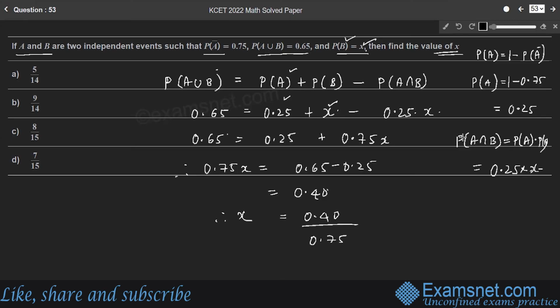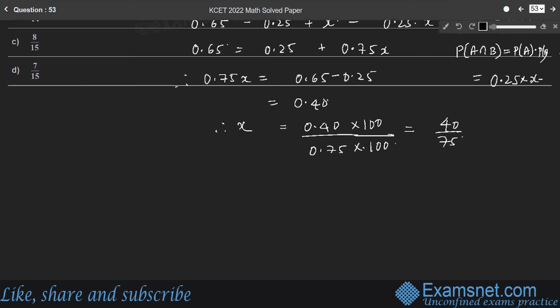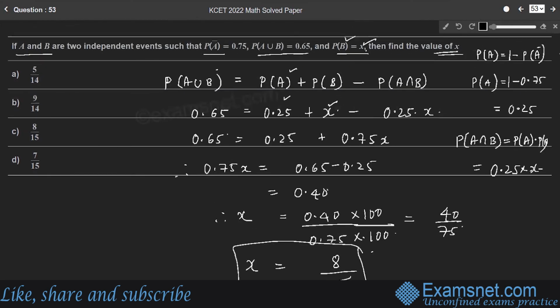Therefore, the value of x is 0.40 by 0.75. Right? So when you multiply the numerator and denominator by 100, there will not be any change. Therefore, 40 by 75 is the answer. Still, you can simplify, right? So x becomes 5 into 8 by 5 into 15, right? Value of x is 8 by 15. Hence, option C is the right answer.